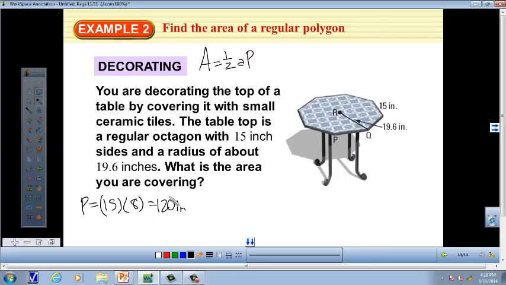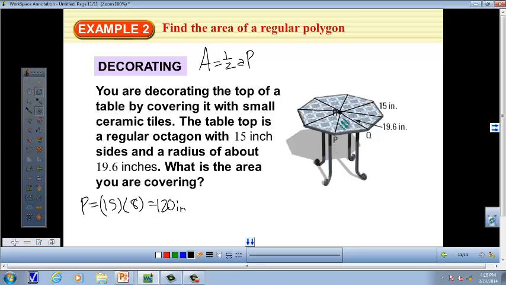The next thing we need to do is figure out the apothem. If we know the apothem, then we're set. Now remember from the last section, we can cut this octagon into pieces. Each piece is a triangle, and the angles for the triangle should all be the same because it's a regular polygon. In this case, we've cut it into 8 triangles because there are 8 sides.